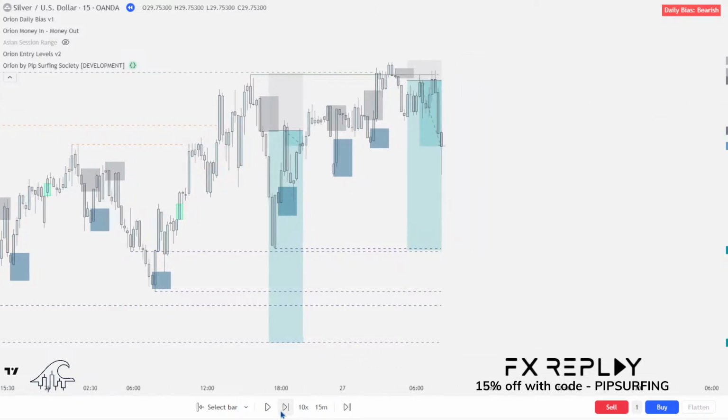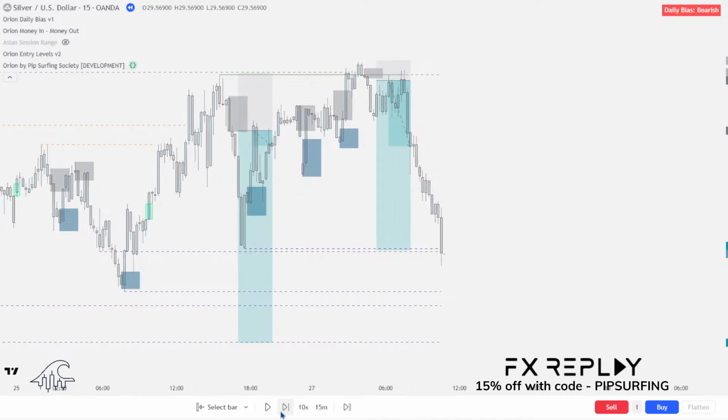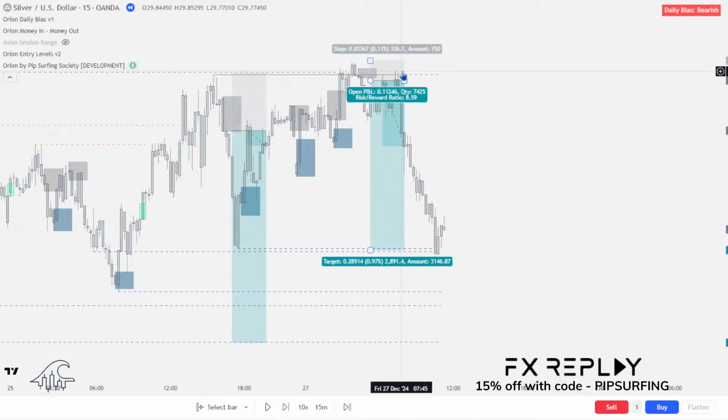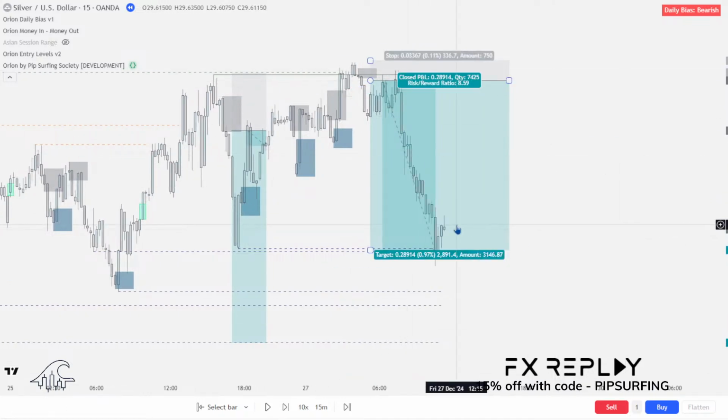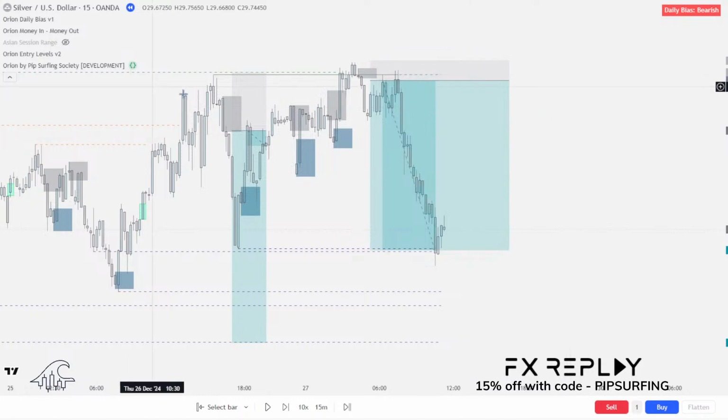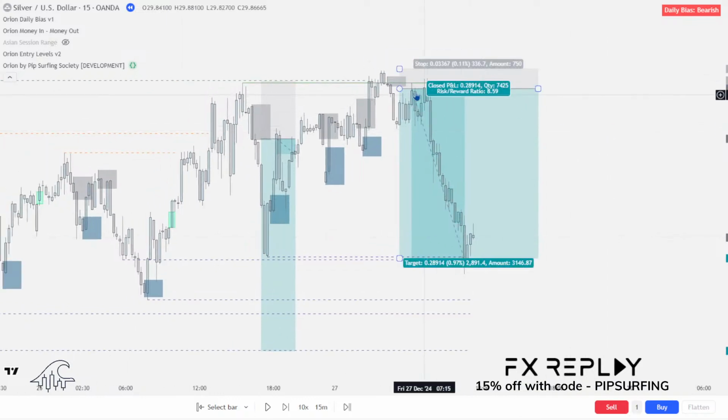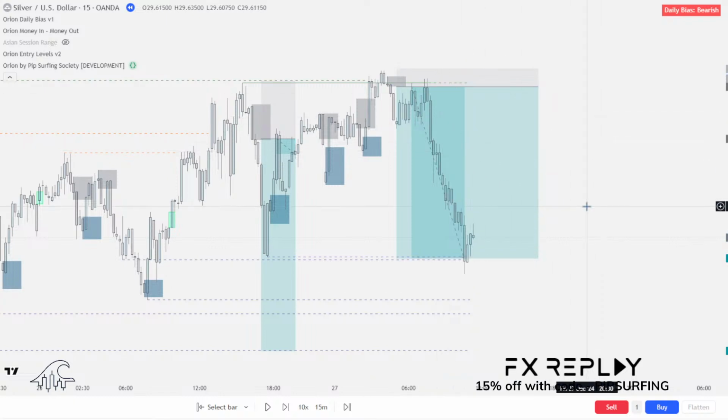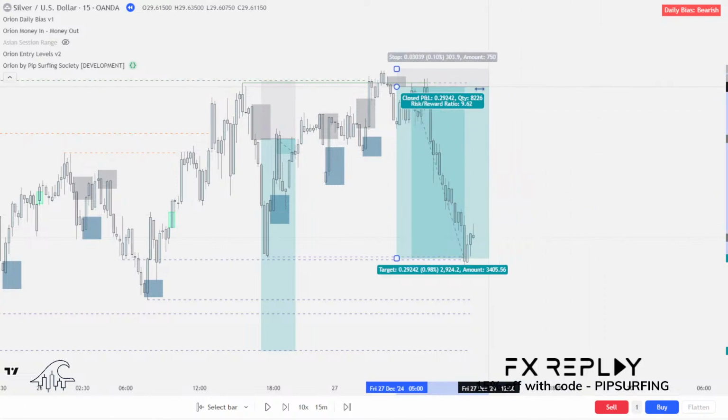Okay, so it taps in. It's actually a beautiful trade. That's actually a beautiful trade. 1 to 9.5 or 8.5. Beautiful trade. That should actually be slightly higher, so it's actually better. It's a 9.6. So yeah, that's beautiful.